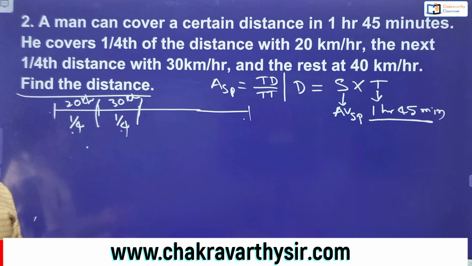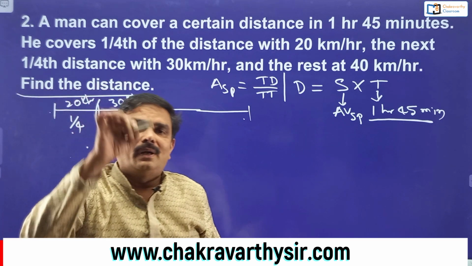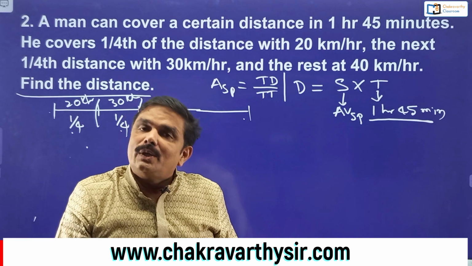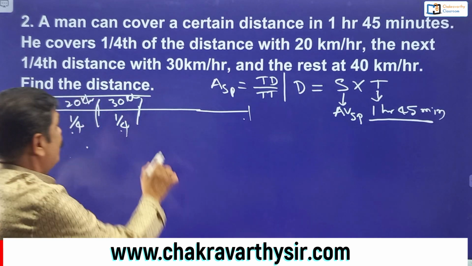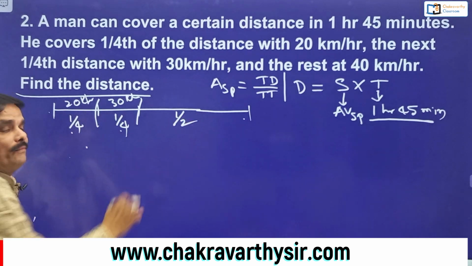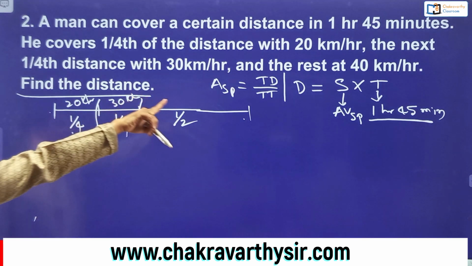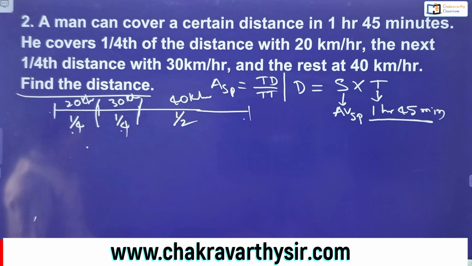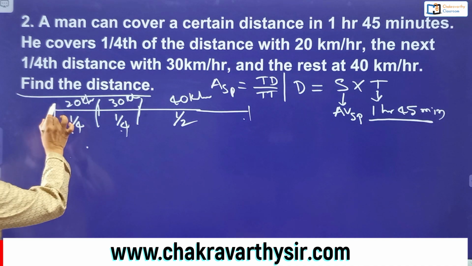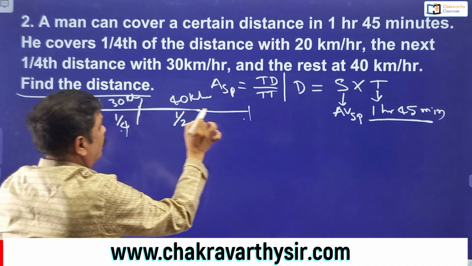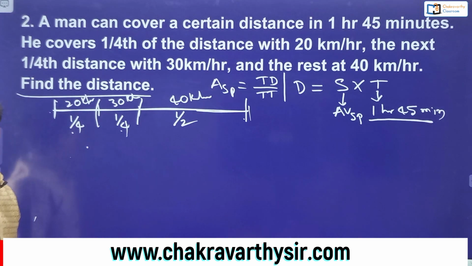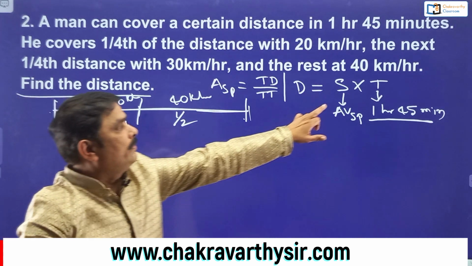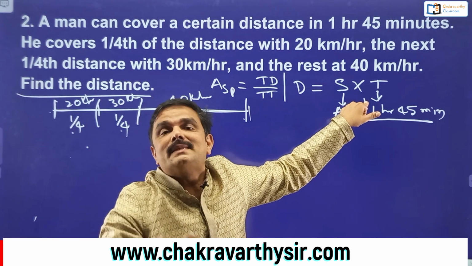1/4 plus 1/4, we need not write anything on the paper, that will become half, 1/2, isn't it? That is half. Now the remaining is half. For this half of the journey, he went with 40 kilometers per hour. Now I need to find out the average speed from here to here. That speed into the time will give me the answer.